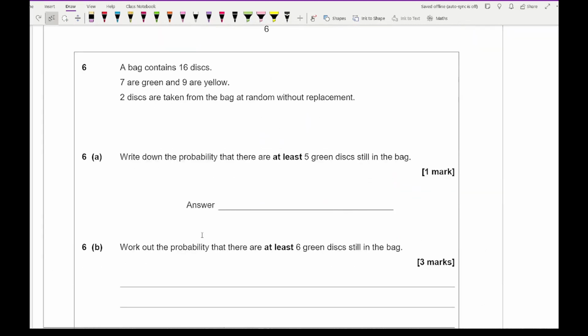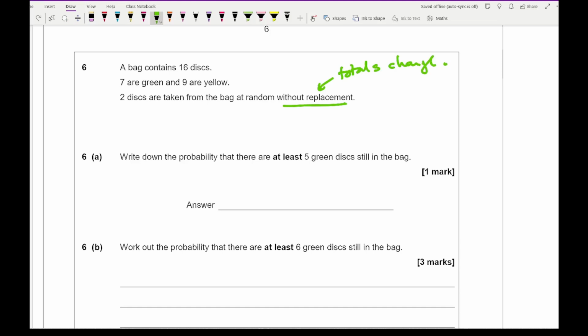Then moving on to question 6, it says that a bag contains 16 discs, 7 are green, 9 are yellow, and 2 discs are taken from the bag without replacement. So again, without replacement means the totals change. And it says write down the probability that at least 5 green discs are still in the bag.